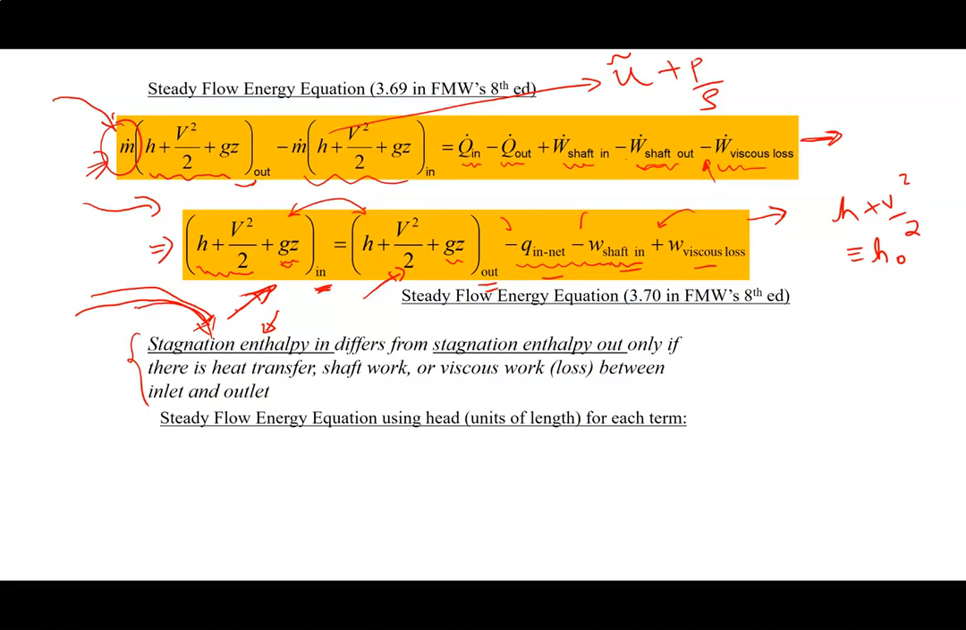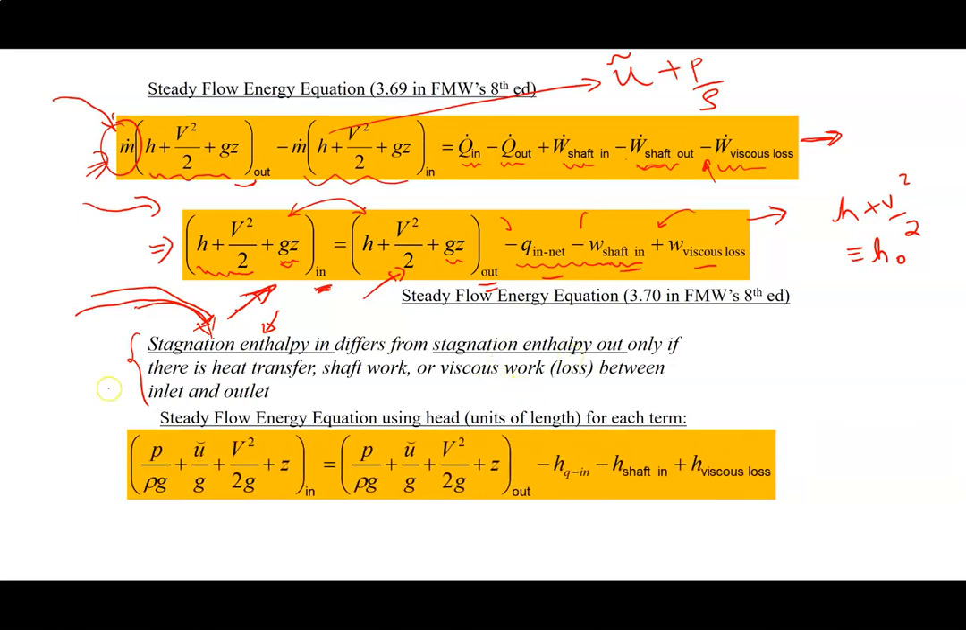Steady flow energy equation using head form of it is also useful, and the head form of the equation is shown over here, and essentially it is this form of the equation divided by g, and then I've broken up the enthalpy as P over rho plus U, and then both of those terms are divided by g. So that's the head form of the same equation as above.